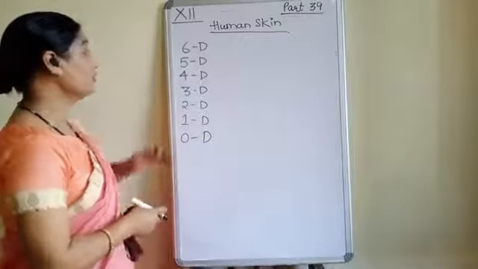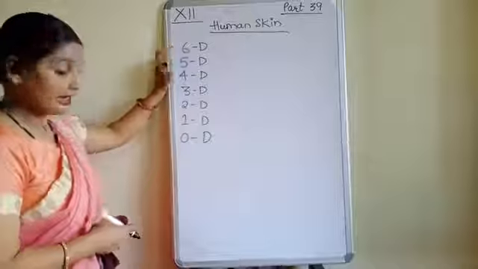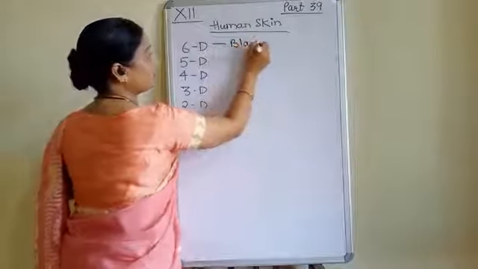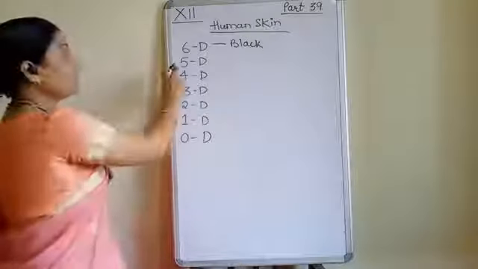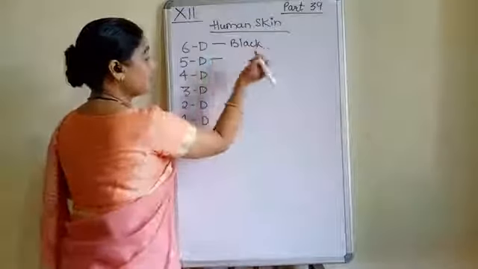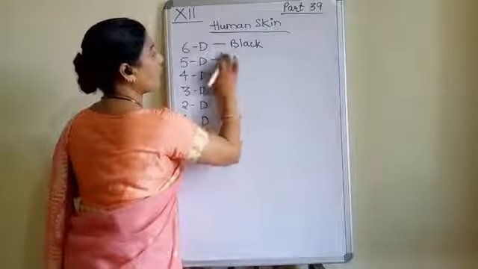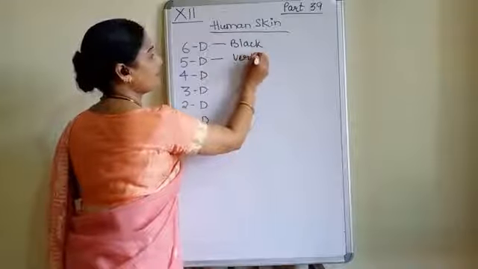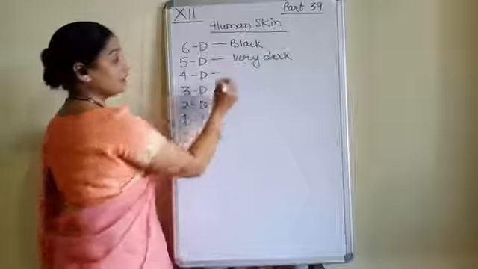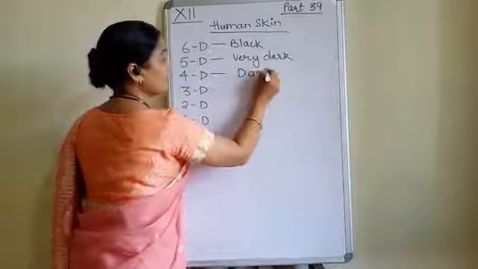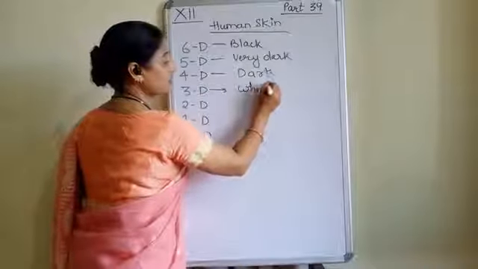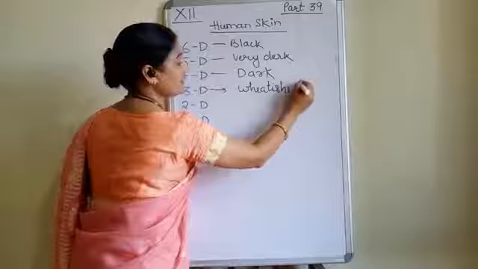What I told you, if I get all 6 dominant, it means maximum melanin and the person will be black. If I get 5 dominant, now how we will get, we'll see, then a person will be dark, or we can write the person will be very dark. If 4 dominant, then the person can be dark. If 3 dominant, then the person will be whitish. We can write that down because it is the intermediate.